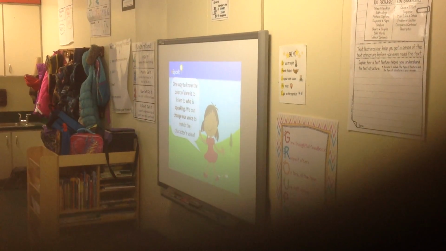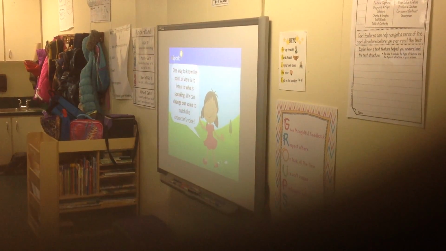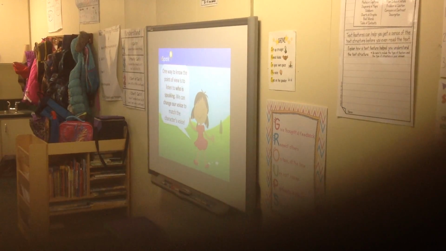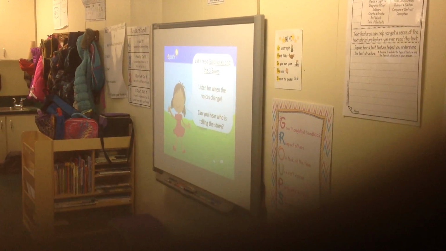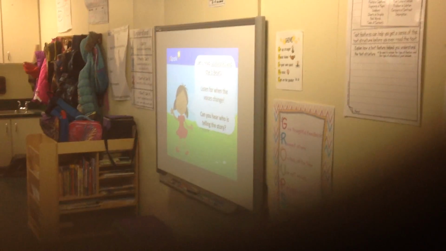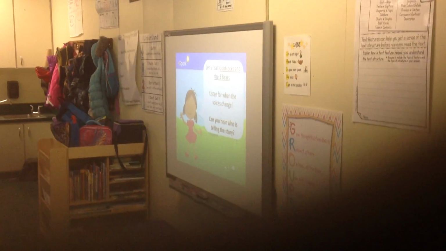When we read a story, one way to know the point of view is to listen to who is speaking. We can even change our voice to match the character's voice. Let's read Goldilocks and the Three Bears. Listen for when the voices change. Can you hear who is telling the story and whose point of view it is?